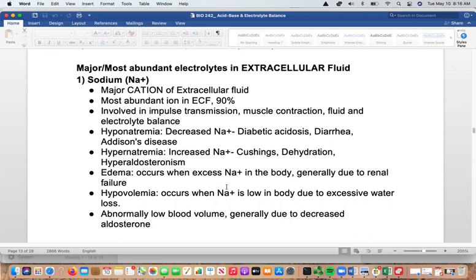When you have that extra sodium, you're going to have that extra fluid in there, so the body will be puffier. Hypovolemia, this is when the sodium is low due to excessive water loss. So an abnormally low blood volume is generally going to be due to decreased aldosterone.